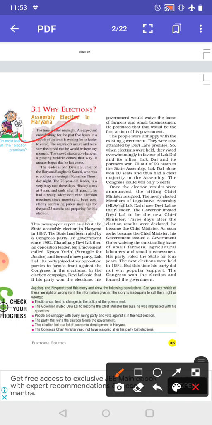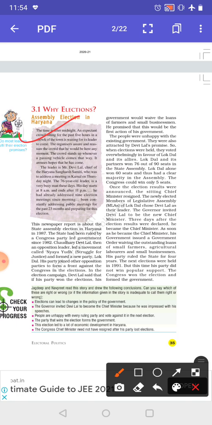Now people were very much attracted by this promise. The people were already very unhappy with the existing Congress government, and they were attracted also by Devilal's promise. So when the elections were held, what happened? They voted overwhelmingly in favor of the Lokdal party. Lokdal and its partners won 76 seats out of 90 seats in the state assembly, and Lokdal party alone won 60 seats. It means they had a clear majority, and the Congress could win only 5 seats.